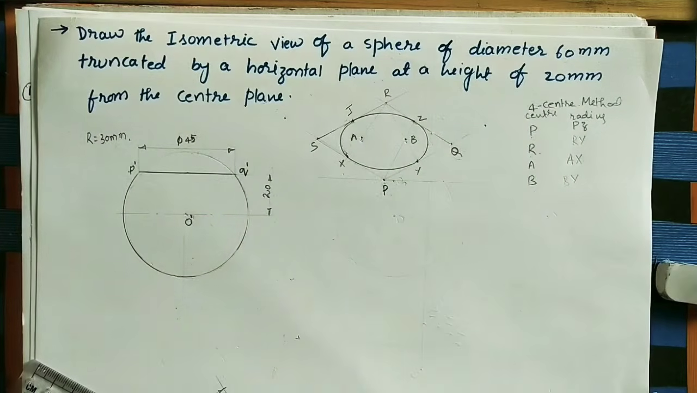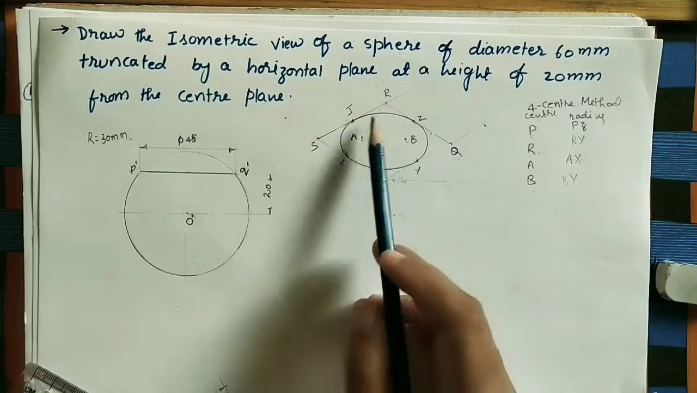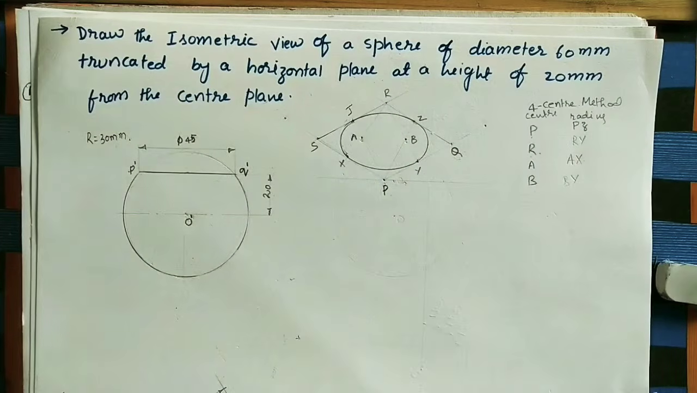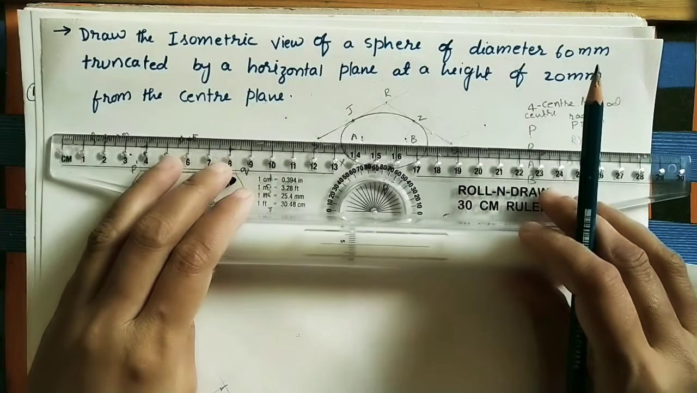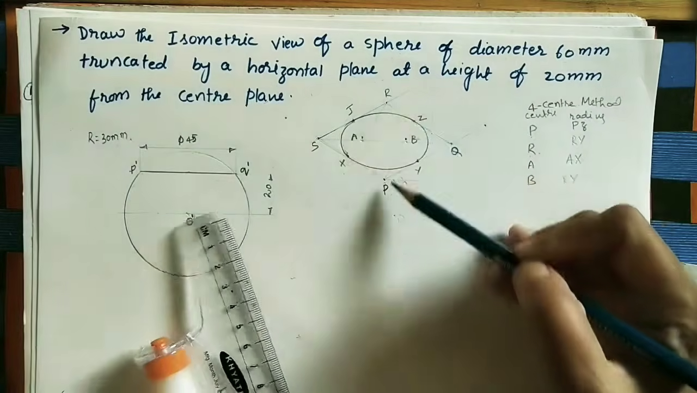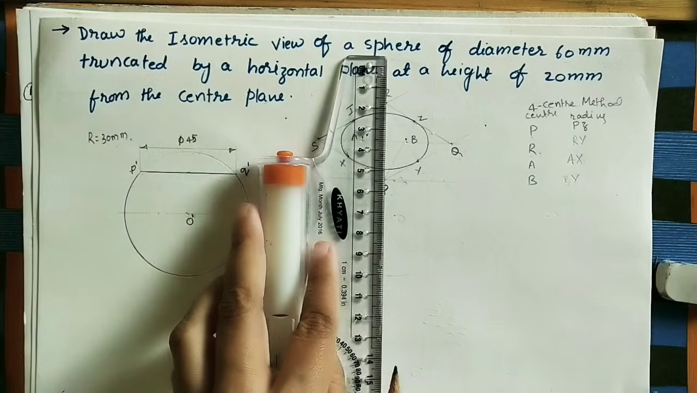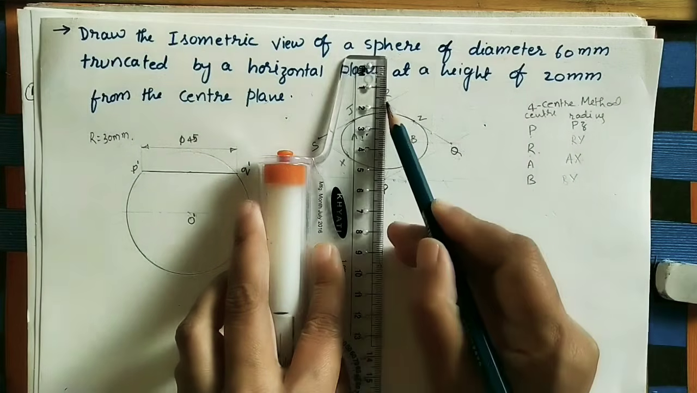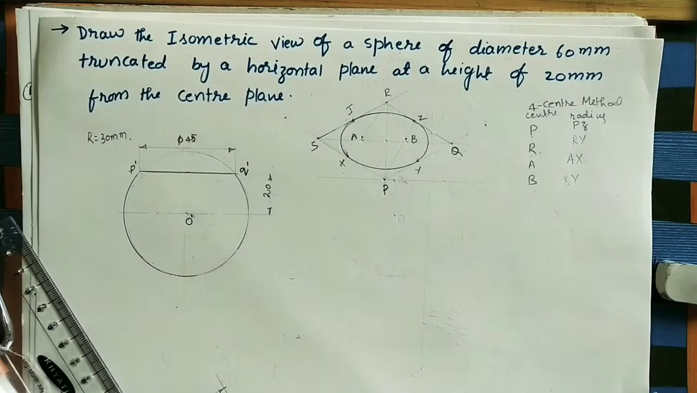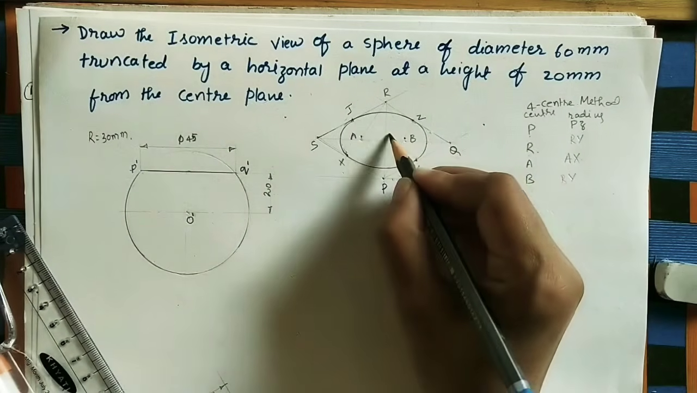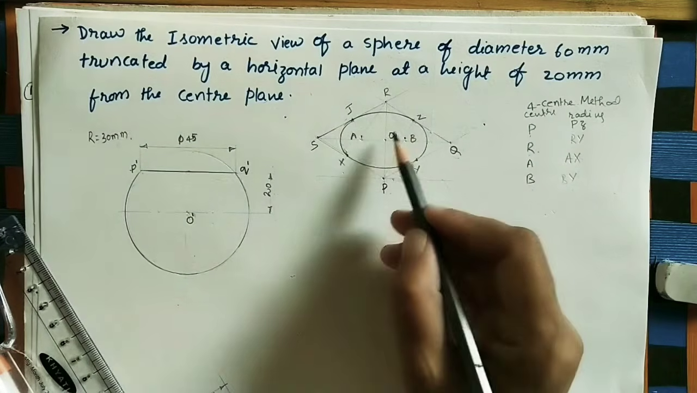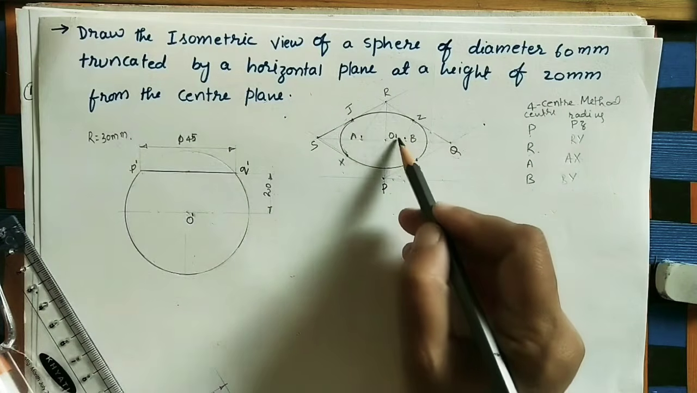Now after that, find the center of it. How to find the center? Just by joining opposite ends of the rhombus. Join SQ, and join PR. So this is the center of the circular one. Give a name for it, any name. I am giving it O1. For the sphere center I am giving O, and for this top surface circular one I am giving center O1.